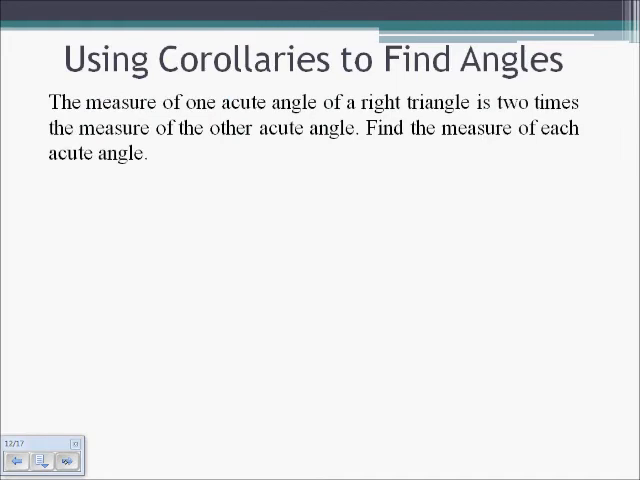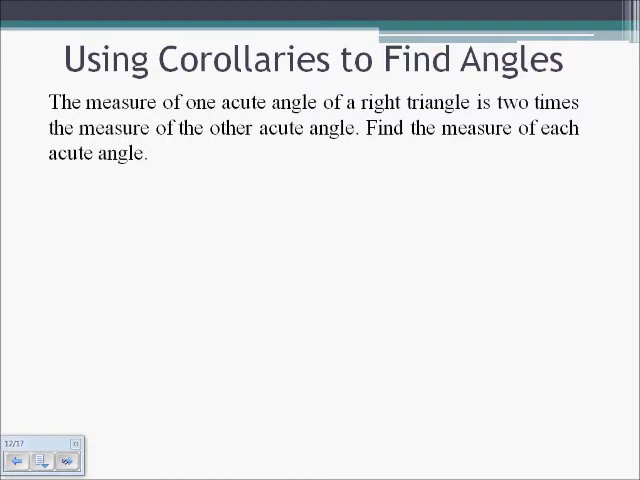Alright, moving along. Using corollaries to find angles. It states, the measure of one acute angle of a right triangle is 2 times the measure of the other acute angle. Find the measure of each acute angle. So breaking this down, the measure of one acute angle of a right triangle is 2 times the measure of the other acute angle. Find the measure of each angle.